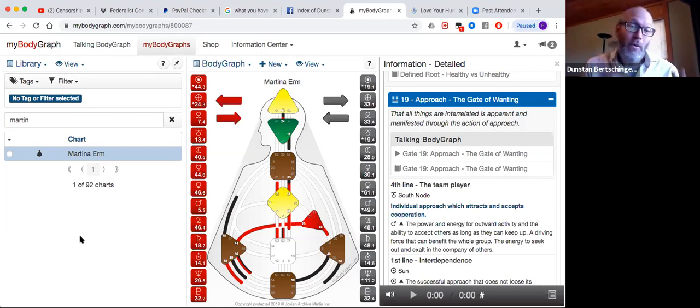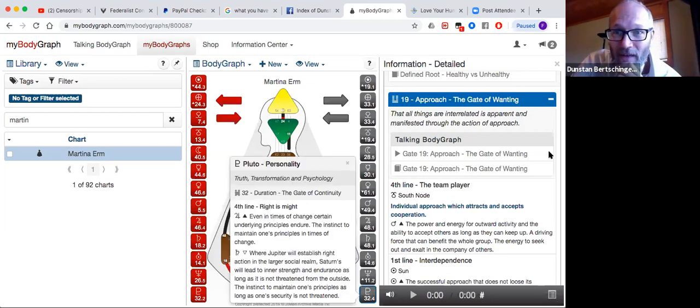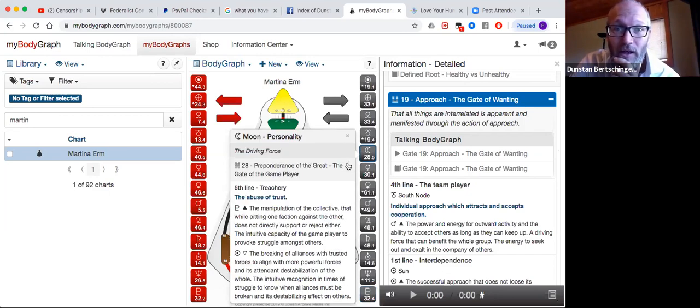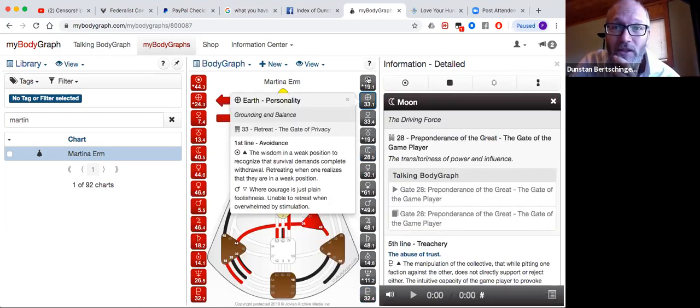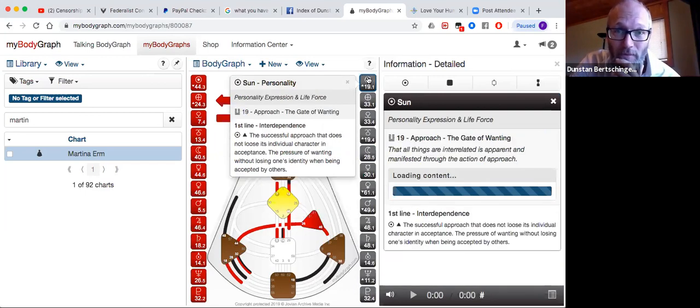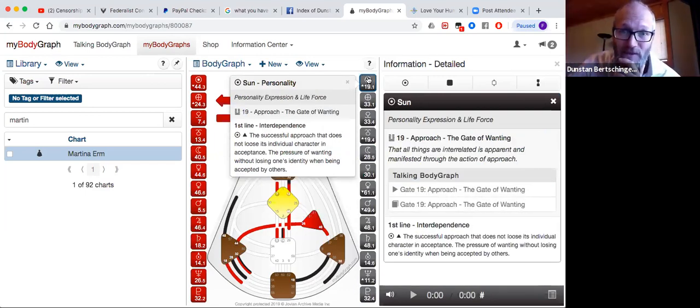So do we want to talk a little about your 19th gate? I've pulled that up here, the gate of wanting, which is your sun gate. If we go to the top right of the column of numbers, the black, the sun is at the top, and this is the gate. 19 is the gate of wanting.